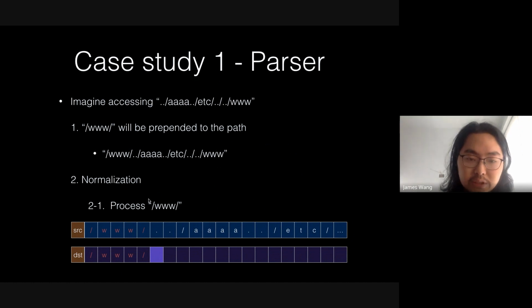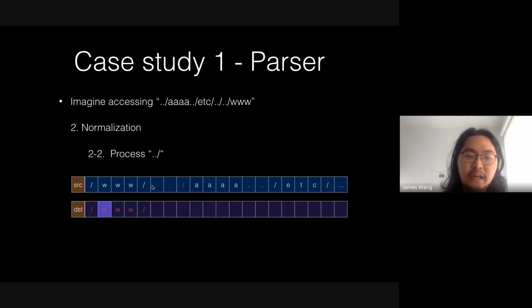The normalizing process works iteratively. We first process the first component, which is the triple W part, the doc root part. There's no path traversal or current directory or parent directory patterns here, so we just copy it directly into the destination buffer. At this point, our destination buffer pointer, which is the place where we write the next part of the path, is pointing here.